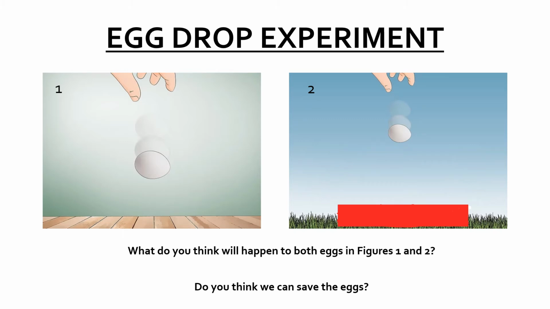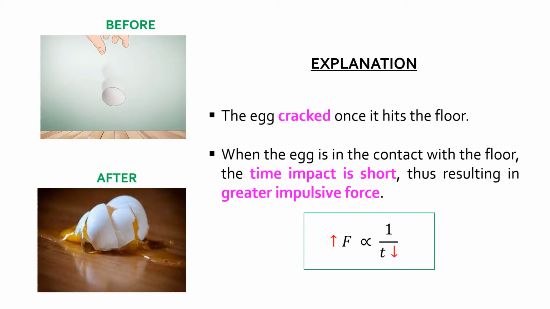Let's have a look at these figures. The first figure shows that an egg is dropped on the floor, while figure 2 shows that an egg is dropped on the mat. What do you think will happen to both eggs in figure 1 and 2? Do you think we can save the eggs? As we can see from this figure, the egg in figure 1 cracks once it hits the floor. When the egg is in contact with the floor, the time impact is short, thus resulting in greater impulsive force. We can conclude that if the time impact is short, then the impulsive force is large based on the relationship between impulsive force and the time impact.